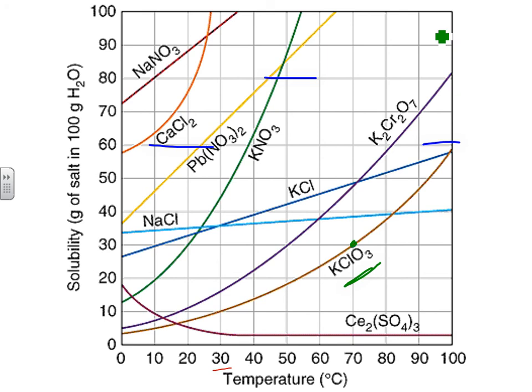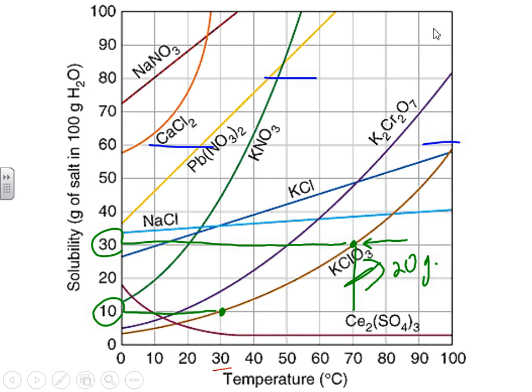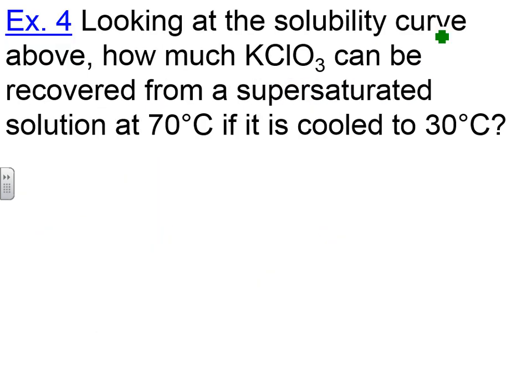It turns out that at 70, the solution can hold 30 grams, and at 30, the solution can hold 10 grams. So the difference there is 20 grams. If you make a saturated solution of potassium chlorate at 70 Celsius, and then you cool it, it'll be supersaturated, and slowly you can recover 20 grams. So the difference here is 20 grams, if that makes sense. And that is the answer to the question: 20 grams of KClO3 can be recovered.